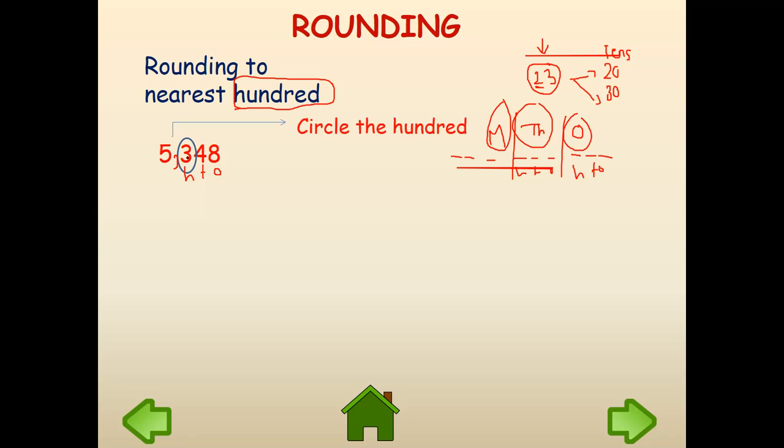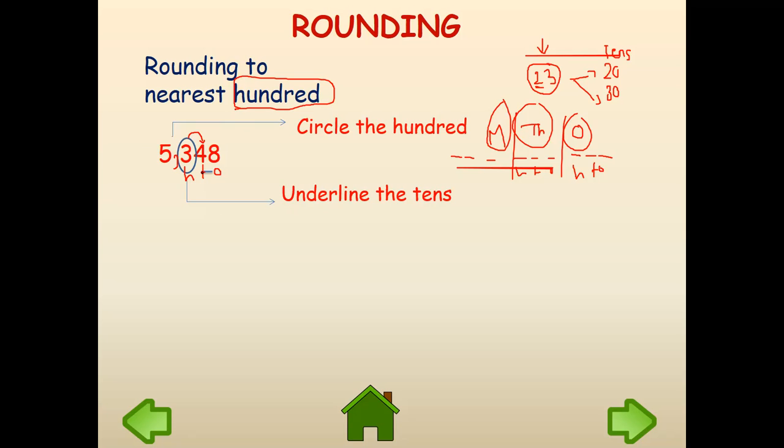Now I look at the next digit to the right side of the 100 digit, which is 4. I underline it, so I underline the tens digit. So 2 steps. First step, when I say round to the nearest 100, I circle the 100 digit. Then I underline the next digit to the right side, not to the left. What do we have after the 100 digit? We have 4.